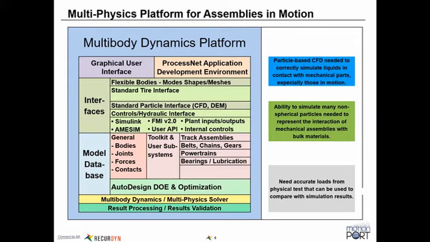So in looking at where we're headed with regards to some of the overall brand new capabilities in this co-simulation, as we see on the right column, we have the ParticleWorks product, which is particle-based computational fluid dynamics. And this capability is needed to correctly simulate liquids in contact with mechanical parts, and especially parts in motion. So by having this coupled system with the mechanical parts and the fluid, we can study what kind of behavior is imparted to the fluid due to the motion of the mechanical parts.